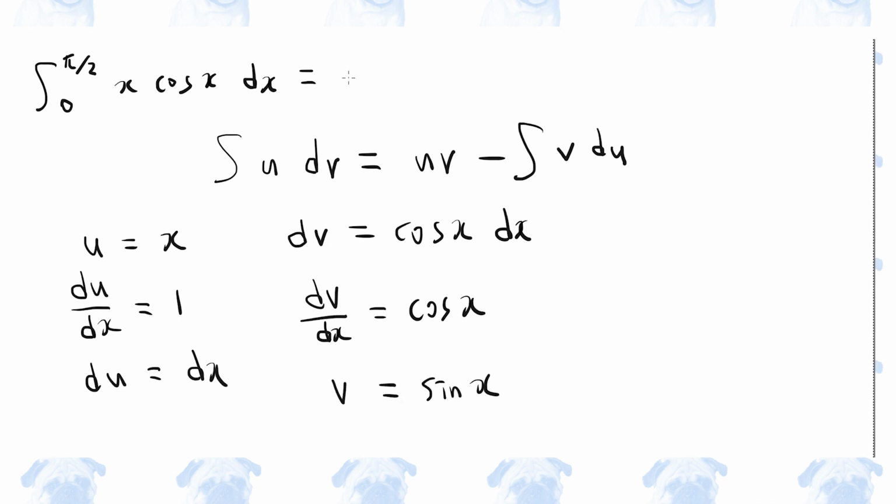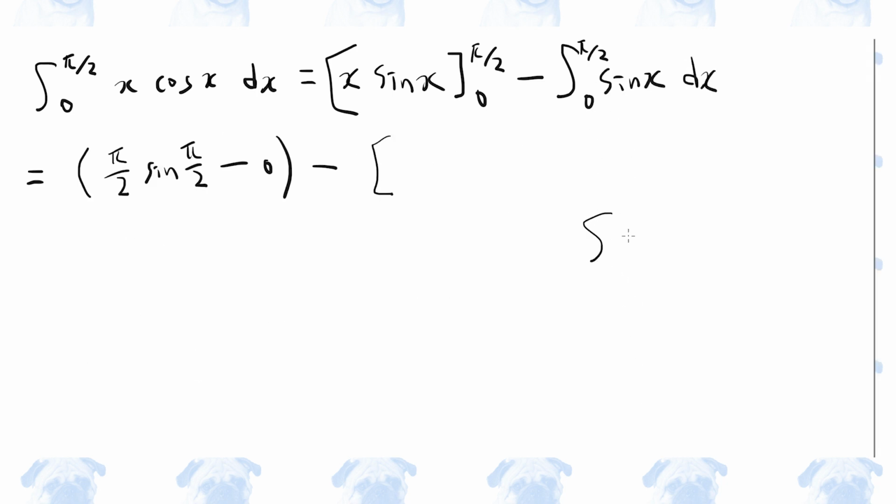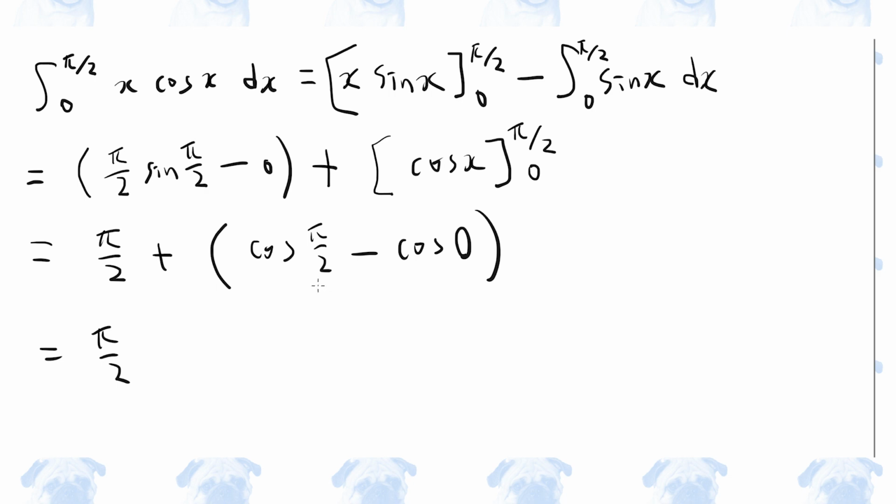So u, x, times v, sine x, minus the integral of v, sine x, and du, dx. Now the integral of sine x is minus cosine x. So plus cosine x. And sine pi over 2 is 1. Cosine pi over 2 is 0, and cosine 0 is 1. So this is the final answer.